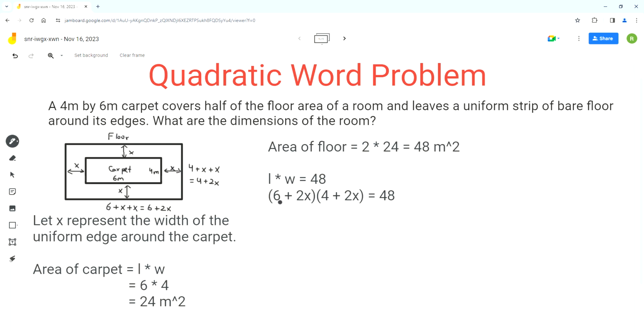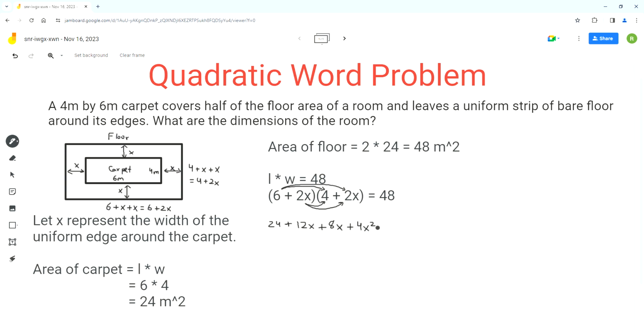So here we'll have to use FOIL. So we'll have to distribute the terms that are in these two parentheses. So first we'll do 6 times 4, which is equal to 24. Then we do 6 times 2x, which is equal to 12x, then 2x times 4, which is 8x, and then we do 2x times 2x, which is equal to 4x squared.